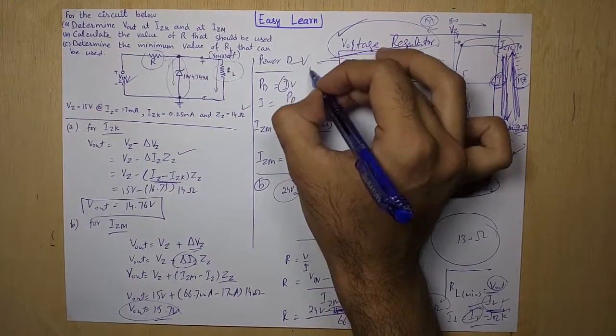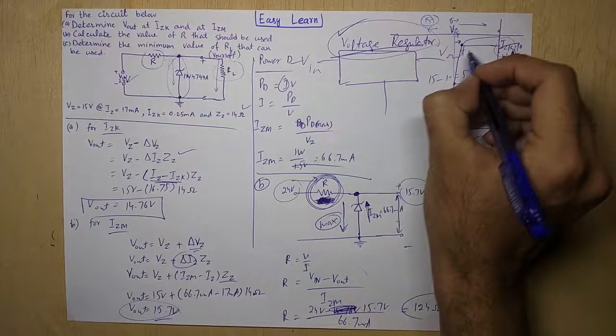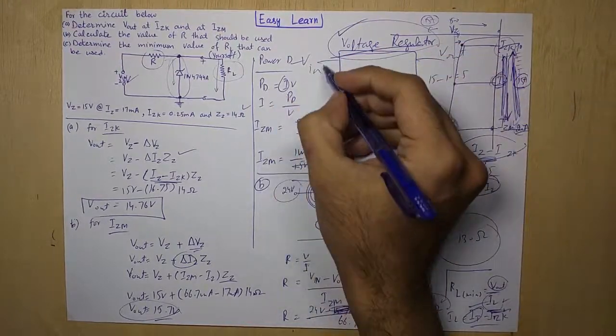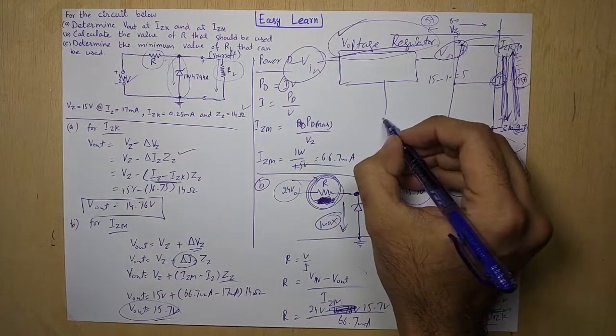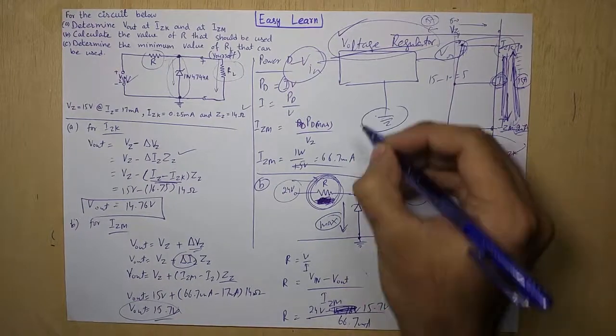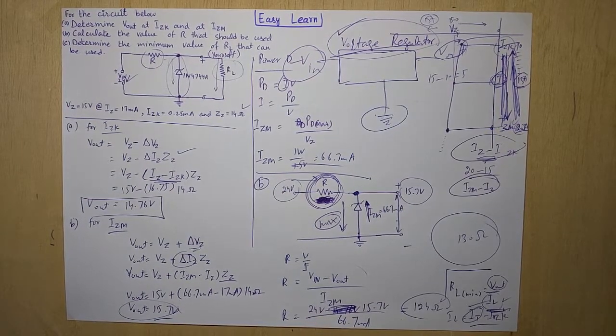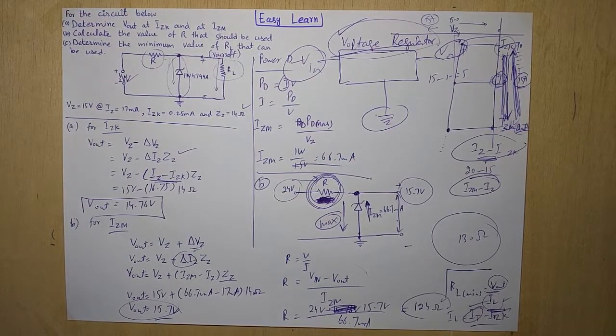Okay, this is the V input and this is the V output. Three terminal voltage regulators have three terminals: this is input, this is output, and this terminal is ground. But this is not a topic for discussion right now.